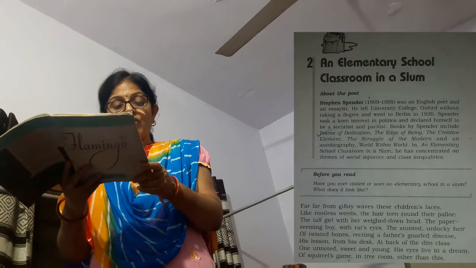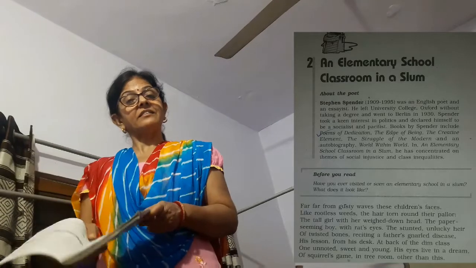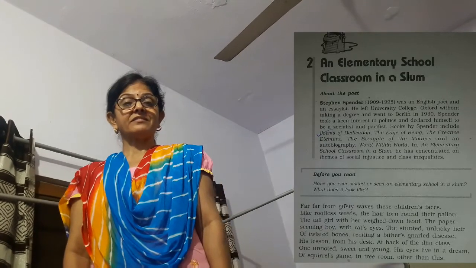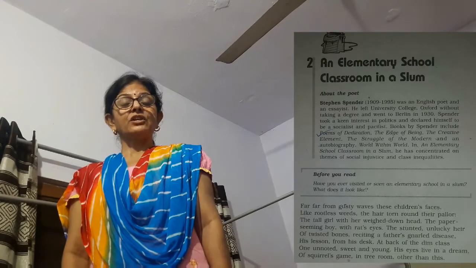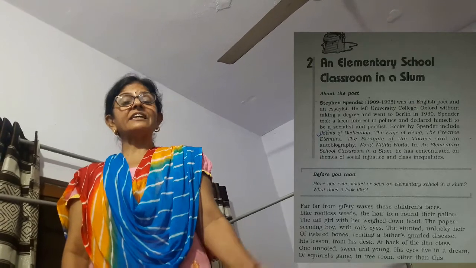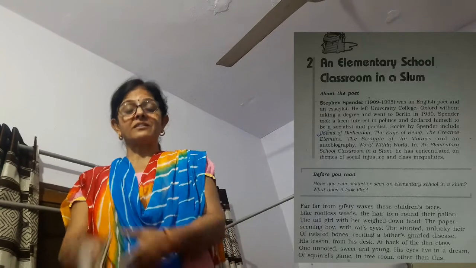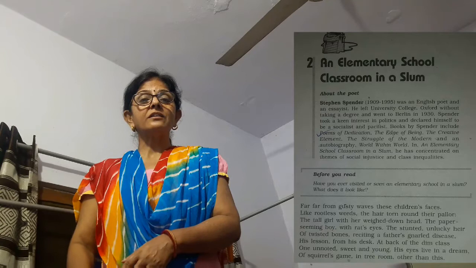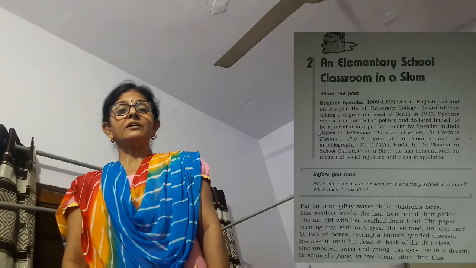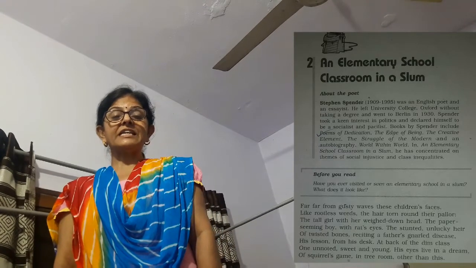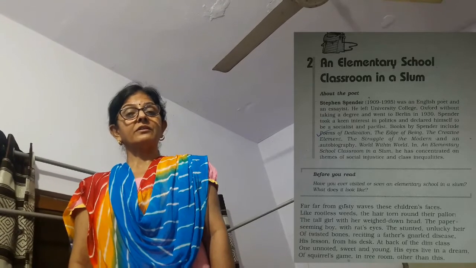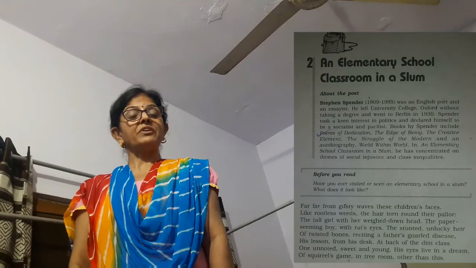His eyes live in a dream of a squirrel's game in tree room other than this. The boy wanted to go outside. He was interested in pleasure of outside. He was interested in games, outdoor games. Games like chasing the squirrel, a squirrel which lives in tree room. Tree room means here the hollow of the tree, the holes of the tree where the squirrels live. So the boy wanted to play outside. He had the dreams of pleasure of the outside world. He wanted to enjoy the outside world instead of sitting in the classroom.